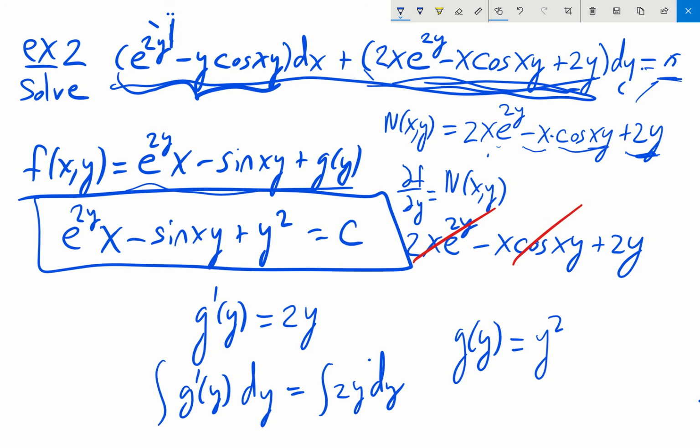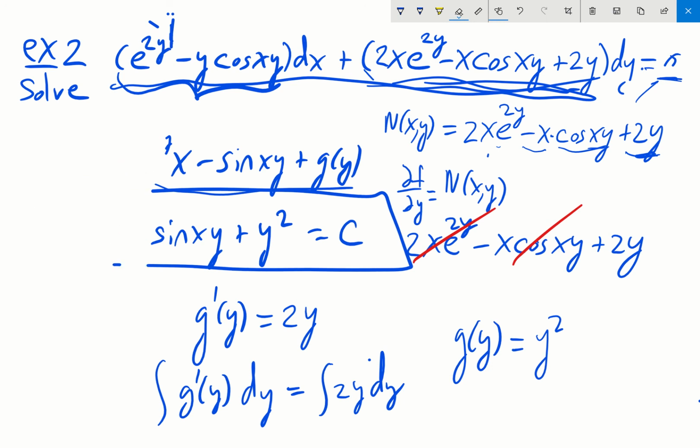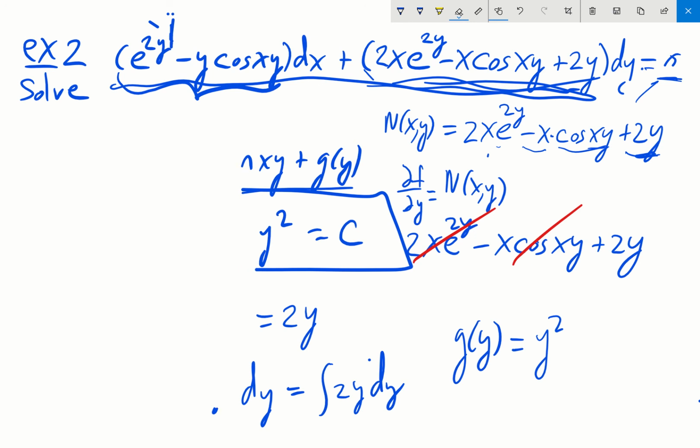We get x e to the 2y minus the sine of xy plus y squared plus c. Out of curiosity, I'm just going to go ahead and do this. So there's no reason to have to solve this again because we just found the solution. But let me just show you that it's equivalent if you instead focus your attention on the N of x term and work off of that to find f.